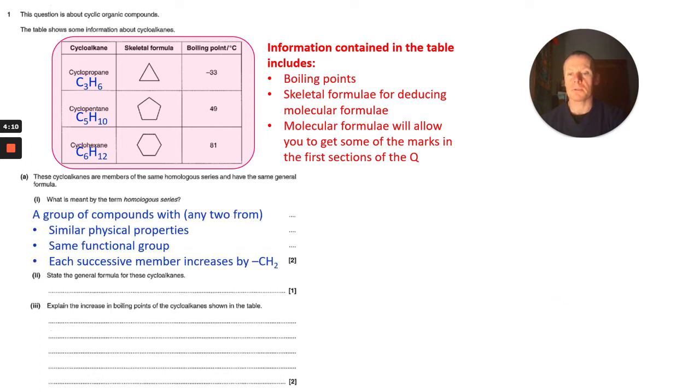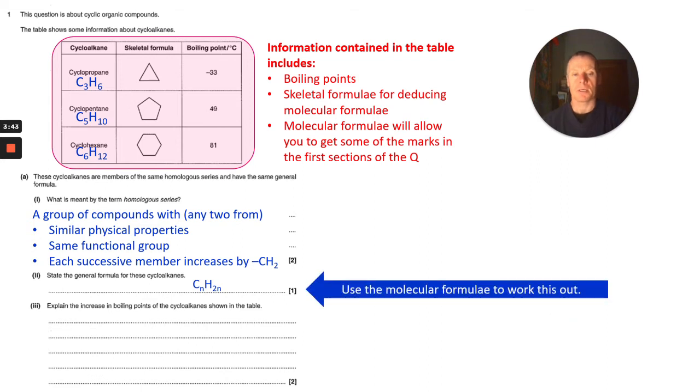So you may recall about homologous series that it's a group of compounds that have similar function, the same functional group, and therefore similar physical properties. But if you have worked out the molecular formula for each of those, you'll see that it increases by CH2 each time, and that's quite an important point to include. So the general formula for the cycloalkanes is CnH2n, because you can see that the molecular formulae all obey that particular general formula. So you can use the molecular formula to come up with that.